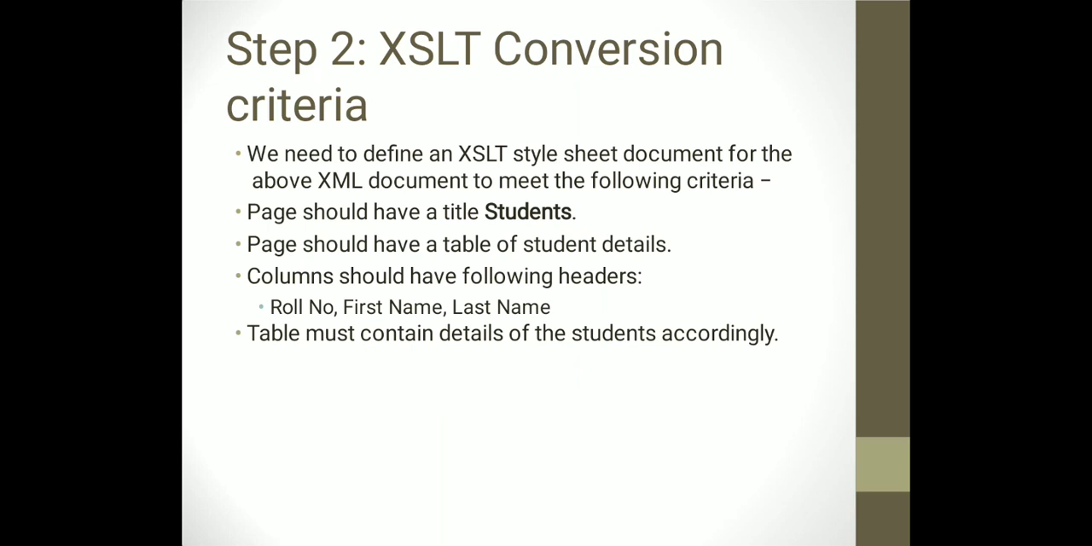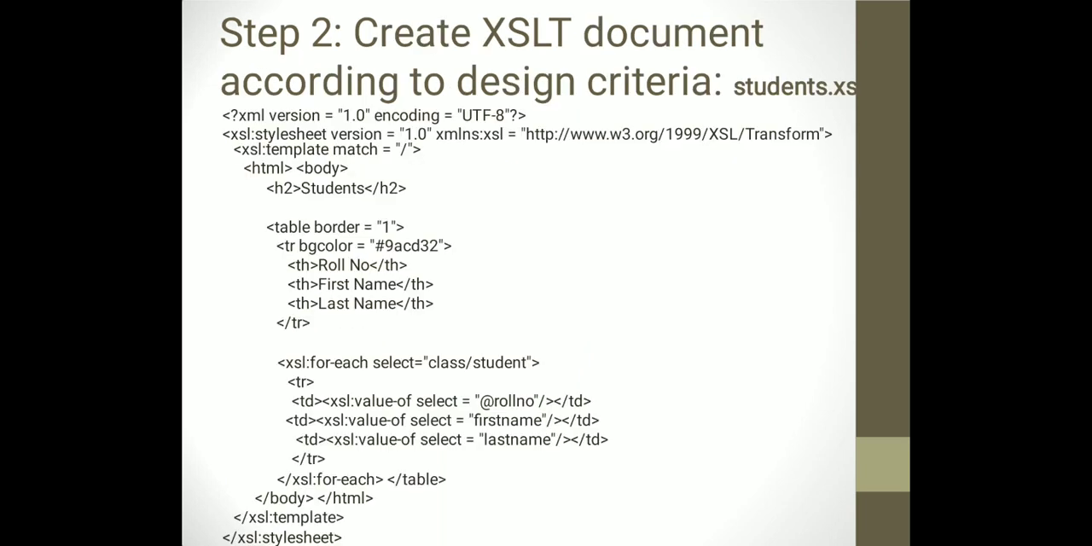And again the same is continued as the conversion criteria. So we need to define an XSLT style sheet document for the above XML document, and to meet the following criteria: the page should have a title Student, it should have a table of students, and the columns should have the following headers: roll number, first name, last name. So there are many things that can also be done with CSS. Then how to create that XSLT document according to design criteria, that we have seen.